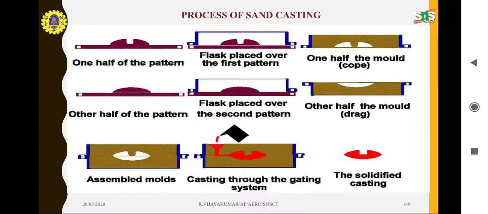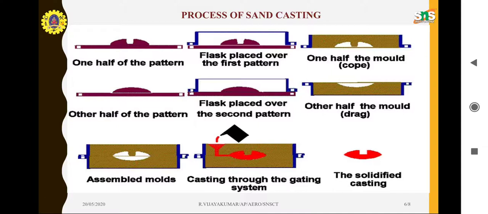So, for a detailed and clear understanding, you can see this picture: one half of the pattern, and the next one is a flask placed above the first pattern and the sand is filled, and the next one is the other half of the pattern. This is another method. Another half of the pattern, the flask placed over the second pattern, the other half of the mold. You can see very well the two views of the pattern.